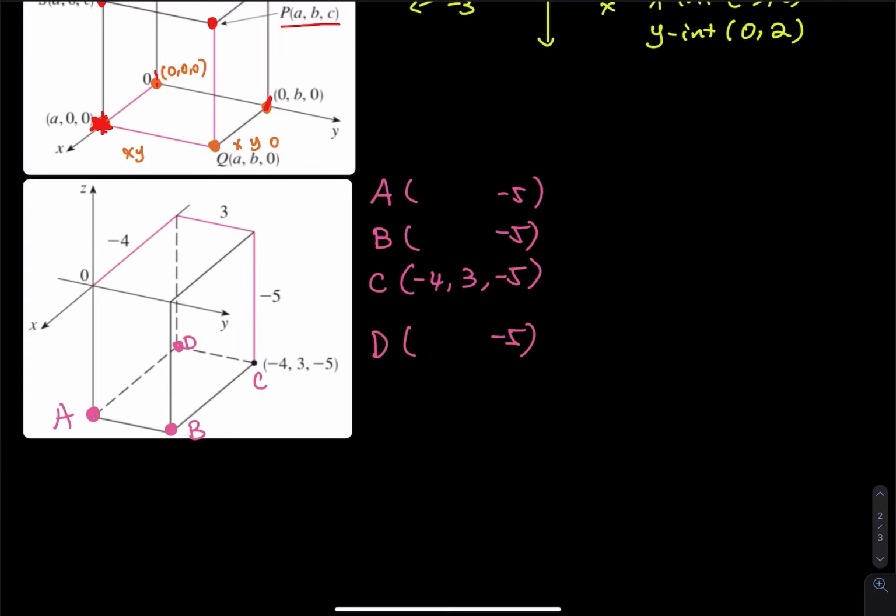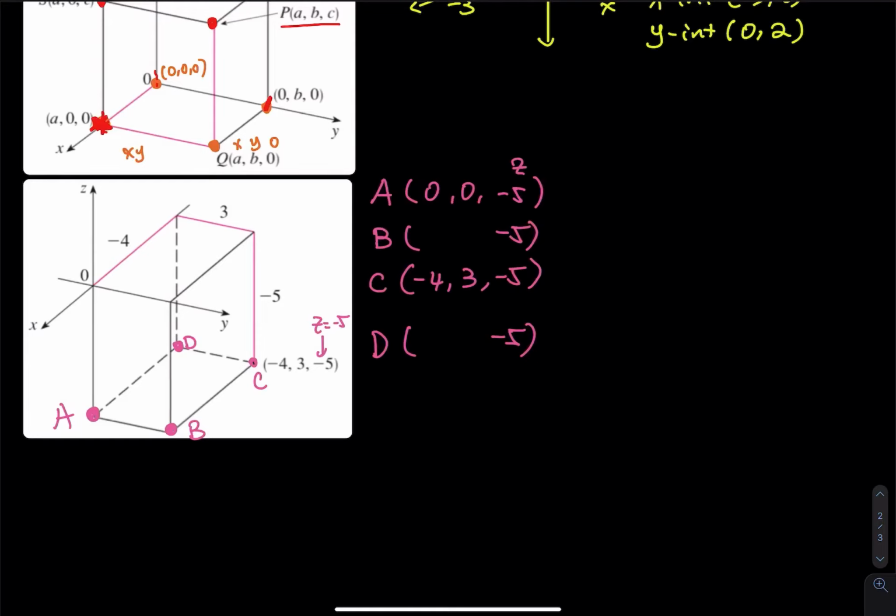Another way to interpret this is this point is at z equals -5, and they are all on the same plane. So that's why for the other 3 points, the z must be -5. And for point A, point A is on the z-axis. So on the z-axis, z is equal to -5, and the other 2 coordinates must be 0. Okay, so we just took care of point A.